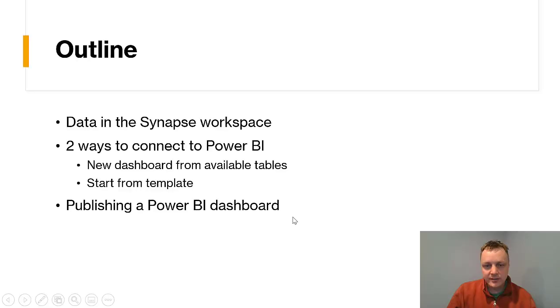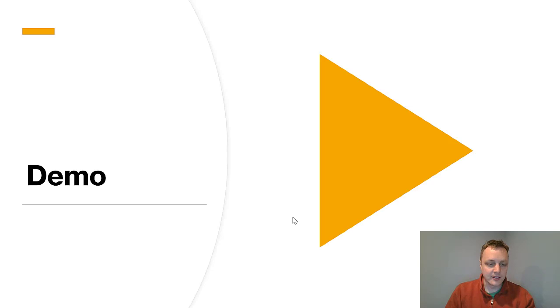For the content of this short video, I'm going to touch on three main pieces. The first is viewing the data in your Synapse workspace, so just how to have a peek at what's there in terms of tables and databases. The second is connecting it to Power BI, and I'll show two options. The first is building a new dashboard from scratch using only the existing tables. And the second is starting by connecting a template that was shared with you, available through our resources, as a very fast way to get started. After those two, I'll show how to publish your dashboard so that you can share it with others. So let's go ahead and dive in and see what we can do.